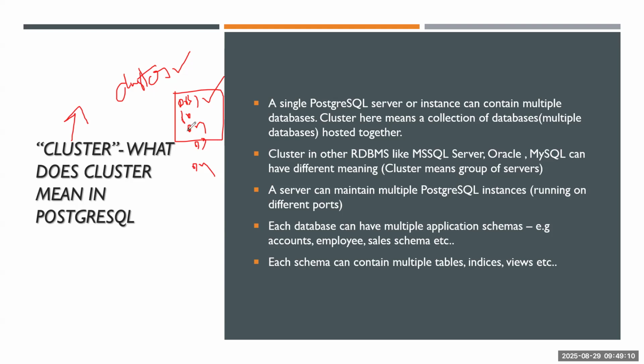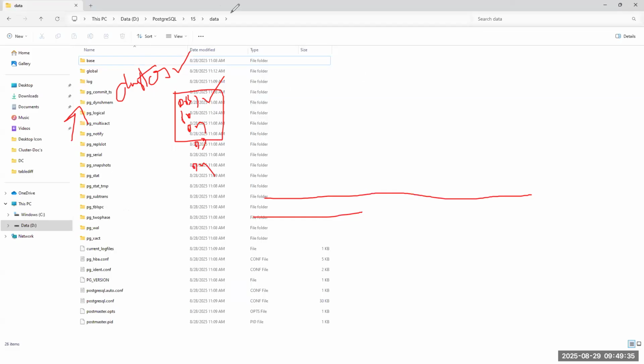A cluster is nothing but one instance which contains a collection of databases. Not only databases, it also contains the configuration files and multiple directories. Many things are here. A server can maintain multiple Postgres instances running on different port numbers. For example, this is one instance. You are saying the data directory is one instance which contains all these directories and all these configuration files, everything.